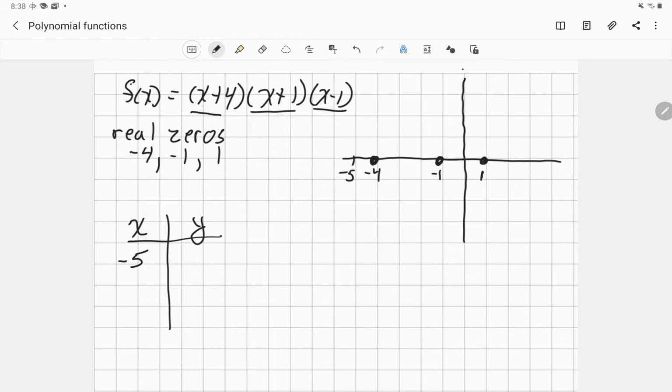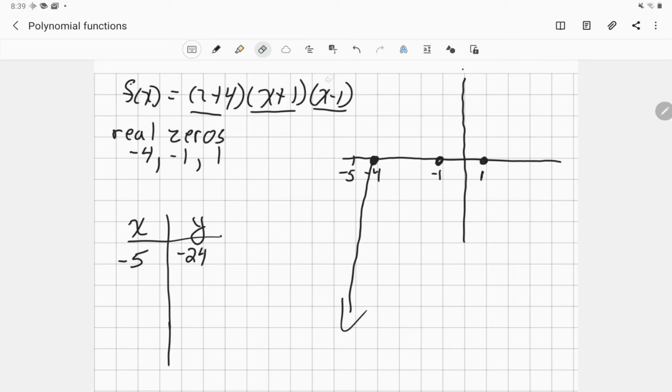And I'll put that back up in here. -5 plus 4 is -1. -5 plus 1 is -4. And -5 minus 1 is -6. And when I multiply that all out, I get -24. So again, I'm not going to put that on my graph. There's not enough space. But I'm just going to go, hey, it goes way down there somewhere. Now, at -4, it's already 0. No need to figure that out.